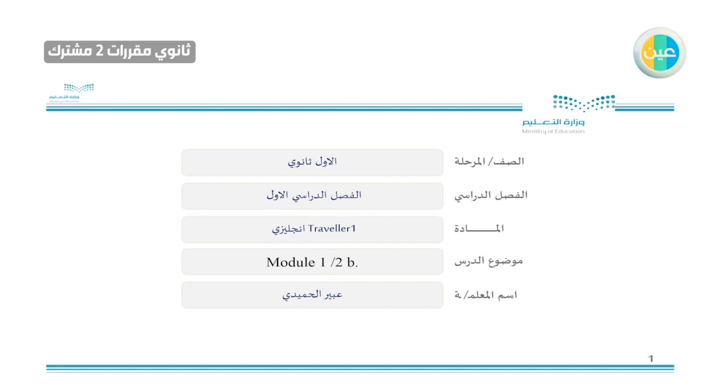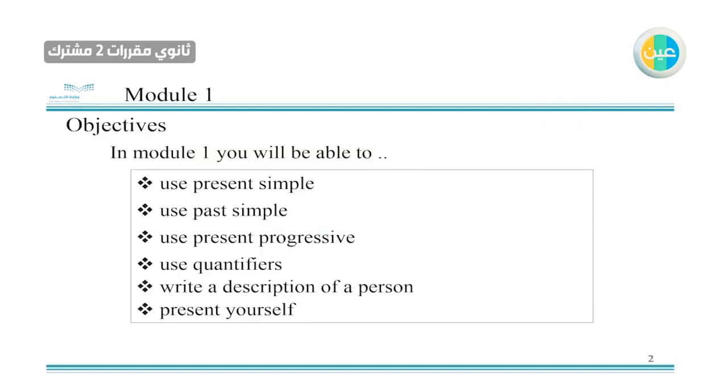Now, starting from this slide, you will see the objectives that are supposed to be covered in this module. Some of them are not going to be mentioned, like the communication or the vocabulary, although we're going to have some activities for the vocabulary. But when it comes to the tables or the organizers, we're going to present these ideas. You will see them in front of you, like the present simple, the past simple, present progressive, quantifiers, description of a person, and to present yourself.